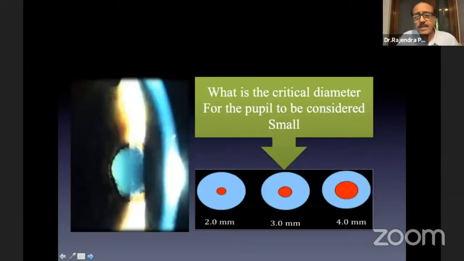So the question arises, what is the critical diameter for the pupil to be considered small? Any pupil which is 3 millimeter or less than 3 millimeter should be called a small pupil, because this is the size where your manipulation in the capsular bag becomes very difficult. And a pupil which is 3 or more than 3, say around 4 millimeter, is quite sufficient to continue the surgery. You can get a capsular axis of 4 millimeter, and if you get a 4 millimeter capsular axis, it becomes easy to manipulate the nucleus within the capsule.